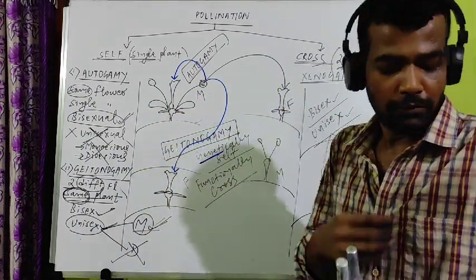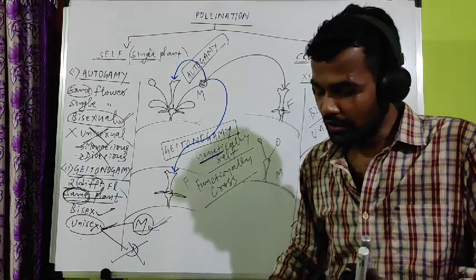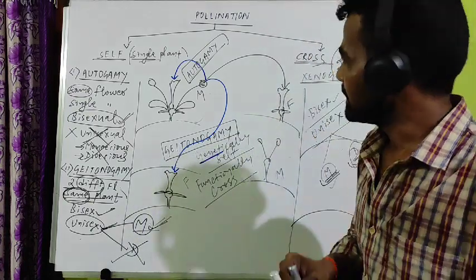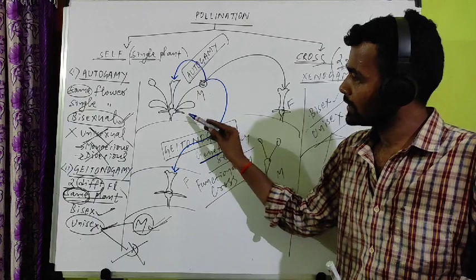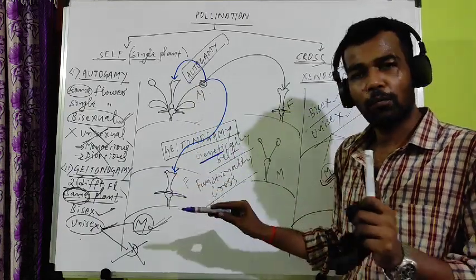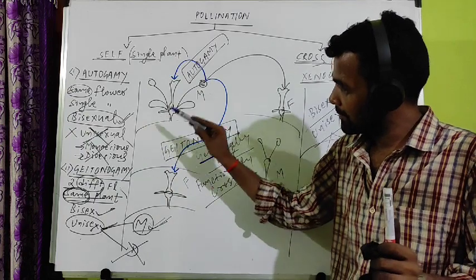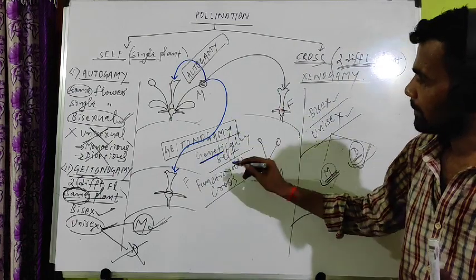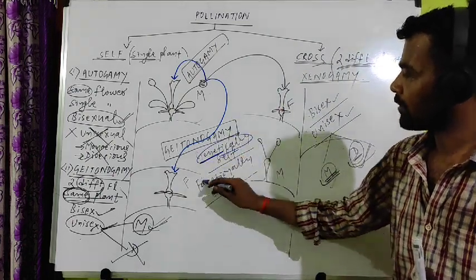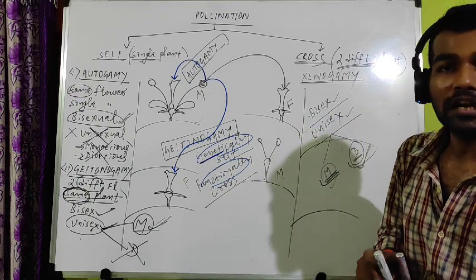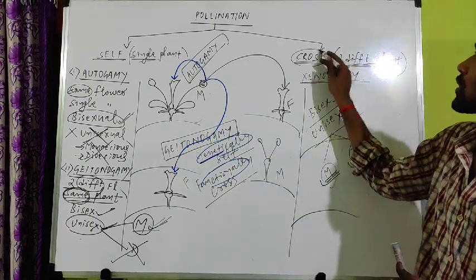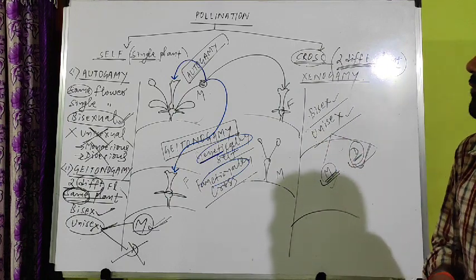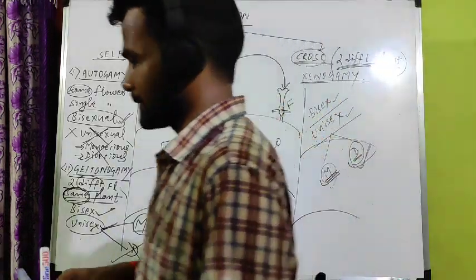Just like in my body, if you take a cell from my brain or a cell from my foot, all the cells in my body contain the same gene. Similarly, in this plant, whether the flower is upper or lower, the gene present here is the same as the gene present here. So geitonogamy is genetically self but functionally cross. Why is it called functionally cross? Because two different flowers are involved, just like in cross pollination two different plants are involved.